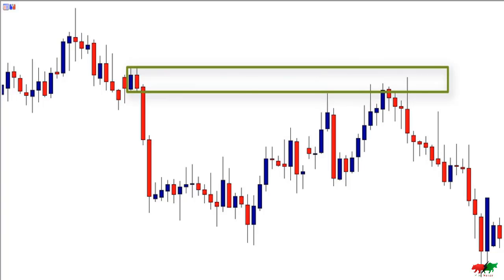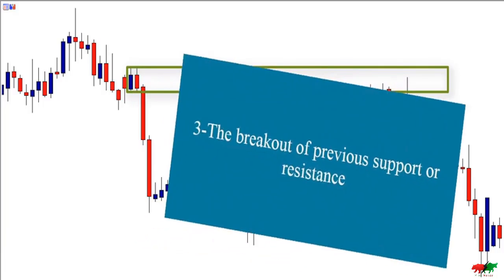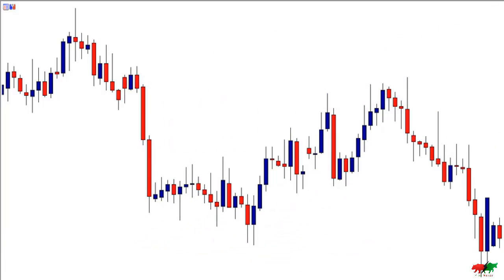The last criterion is the breakout of previous support or resistance. And as you can see in this example, the previous support was strongly broken, that we should take into account. So right now, we can see that this supply zone is a high probability level that we should take into account. But this is not quite enough, because we need to make sure that the zone offers a good risk to reward ratio. And that's what we are going to cover in the next lesson.